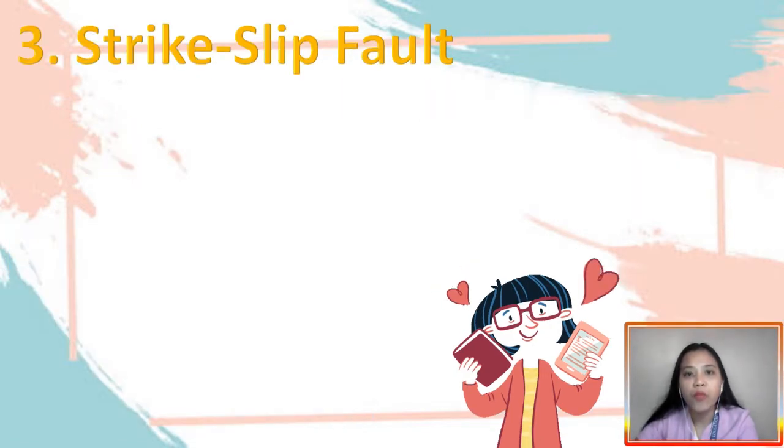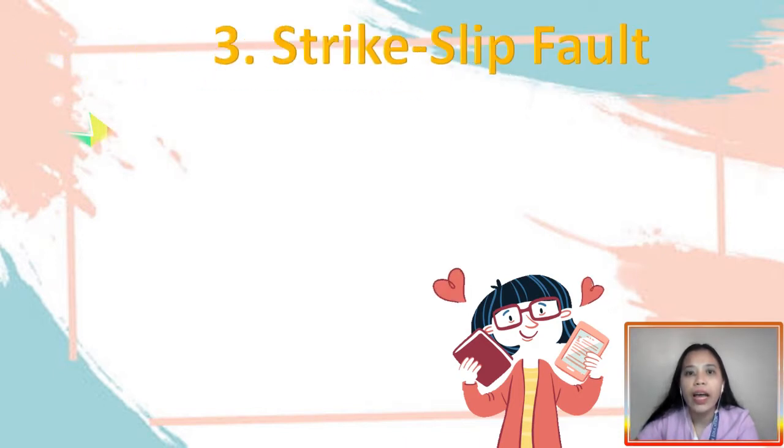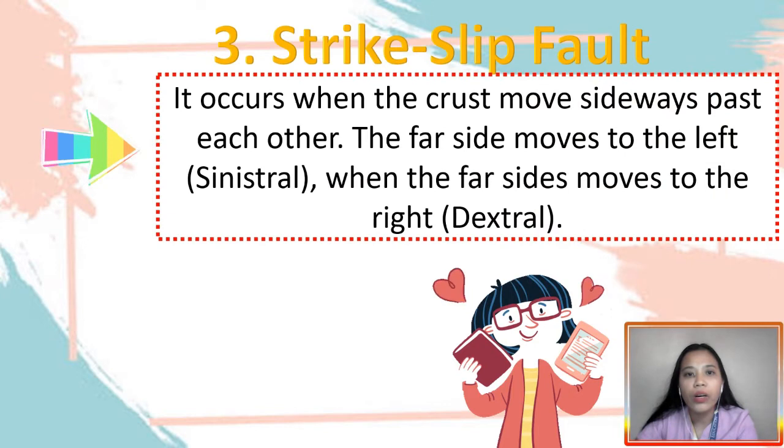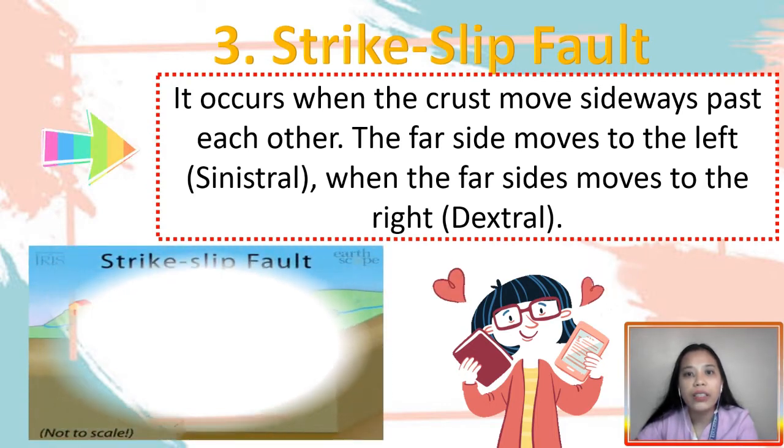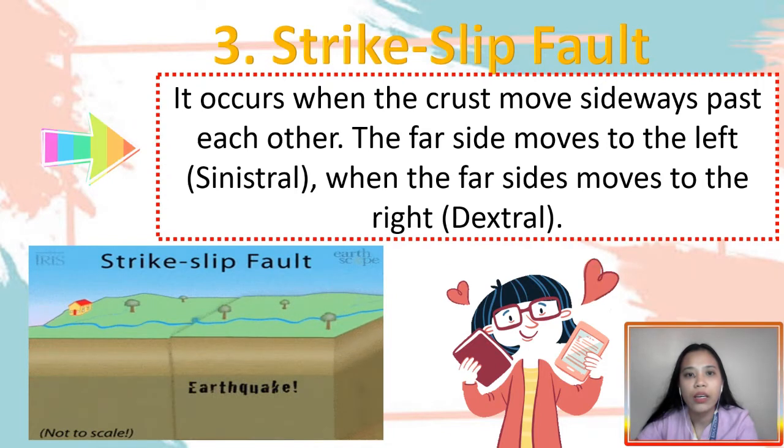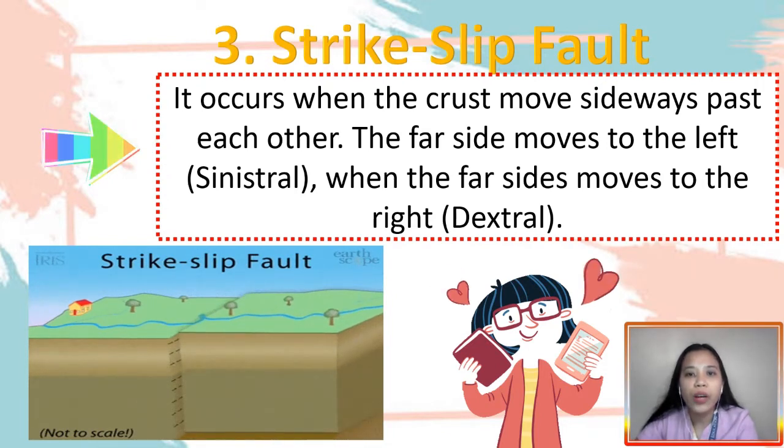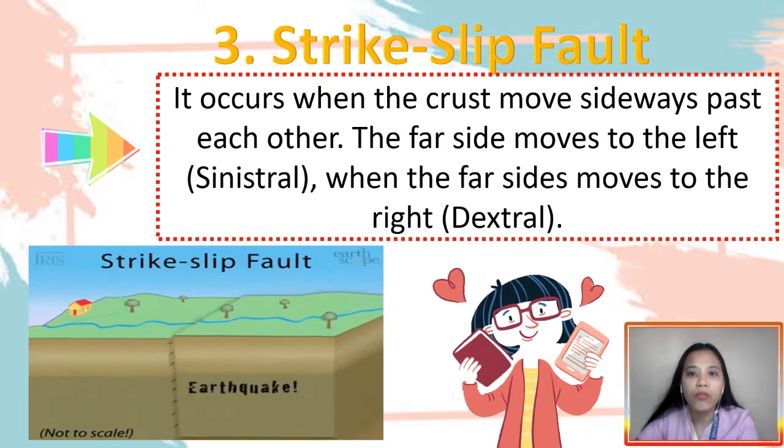The third type of fault is a strike-slip fault. It is described as sinistral or left lateral when the far side moves to the left, and dextral or right lateral when the far side moves to the right. A special class of the strike-slip fault is called a transform fault.